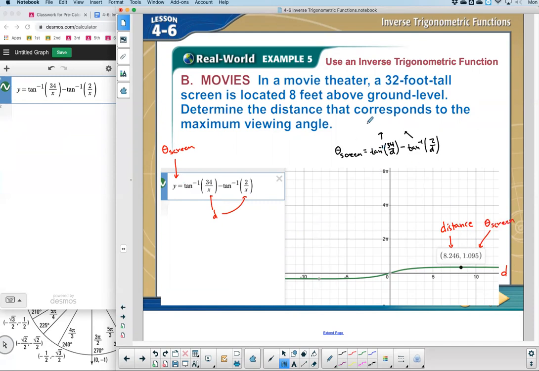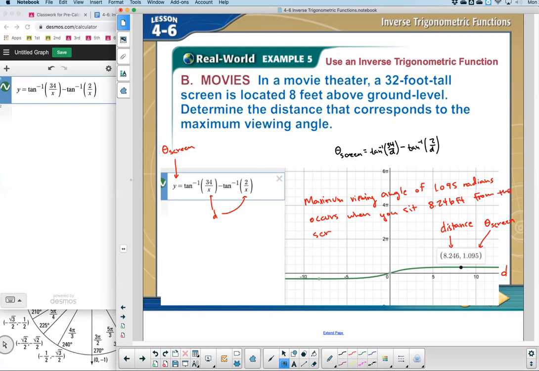So that's just how to translate. Now, I know this problem was really hard for what we've done so far. You haven't seen anything like that. But that's how you would use graphing. I just want you to know what I substituted in, and what values I would be looking for. So the maximum viewing angle of 1.095 radians occurs when you sit 8.246 feet from the screen.